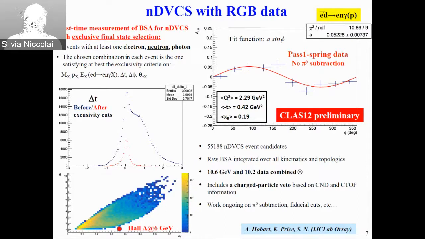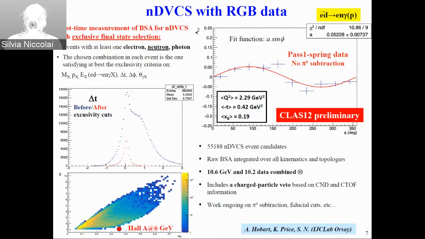It's a raw asymmetry without background subtraction yet, but still, we can see the signal. We see the expected sin phi distribution. And this is done combining all the kinematics, all the detection topologies, and combining the data taken at 10.6 and at 10.2 GeV, which in an ideal world should not be done because the Bethe-Heitler cross-section has a different dependency as a function of the energy. But given our statistics right now, that's all we could do.